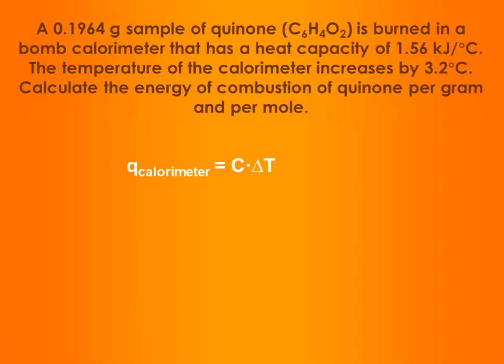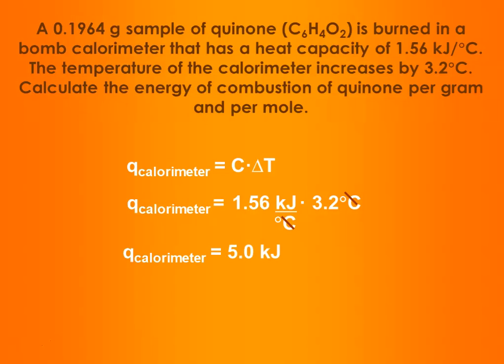So the combustion energy is that enthalpy change, delta H, so we want to find the Q for our reaction. We have information that would help us find the Q for the calorimeter. We have its heat capacity and we have its temperature change. So when we multiply those two together, we are able to get the amount of heat that was absorbed when the quinone was combusted, 5 kilojoules. That tells us that 5 kilojoules of heat was released when the quinone went through combustion.